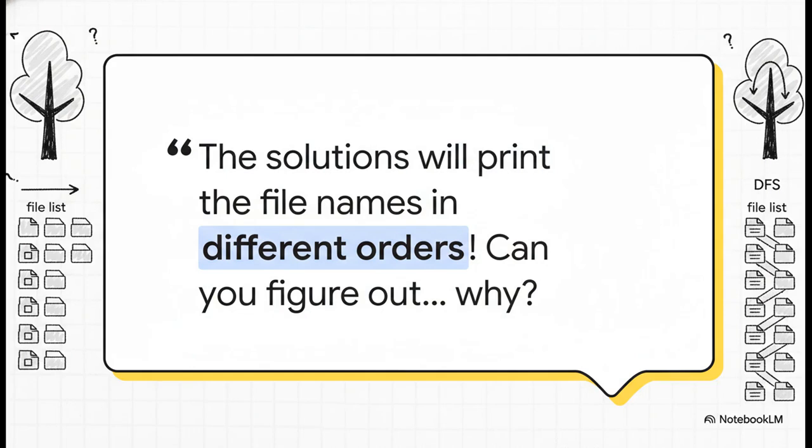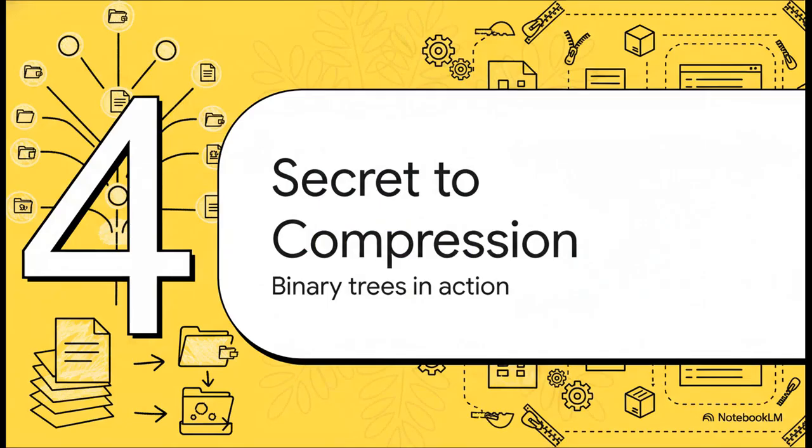And this is where it gets really interesting. If you were to list out all the files using both of these methods, the lists would come out in a different order. BFS would give you all the top-level files first, but DFS might give you a file from a super deep folder first. The algorithm you choose fundamentally changes the result. Pretty cool, huh? All right, let's switch gears to our second example, which is just as cool.